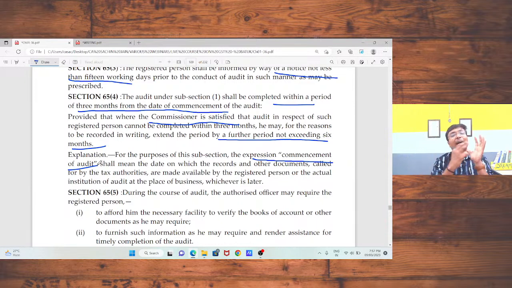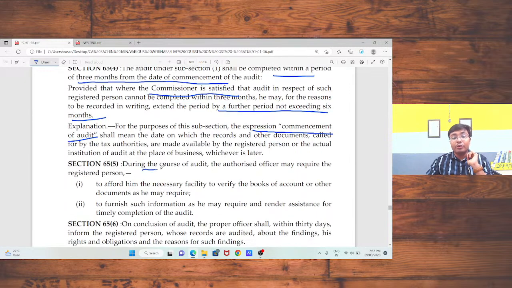That means here, they have kept everything in their own hands. They have taken the whole situation in the hands of the departmental authority. Okay, because if they want to extend the timeline they can manipulate the date of commencement of the audit. This is part of planning.